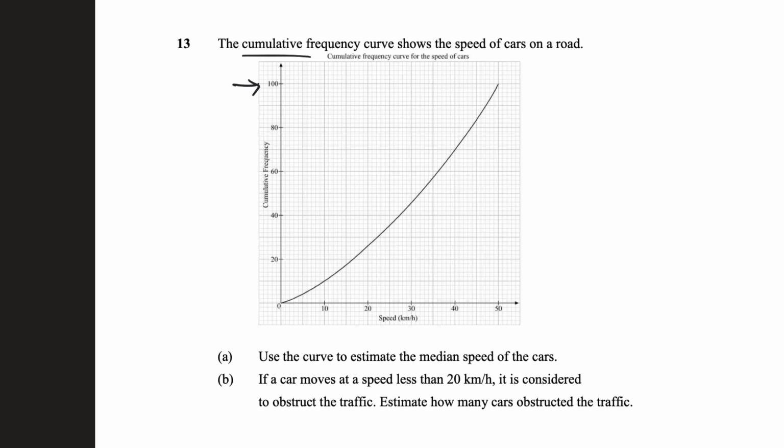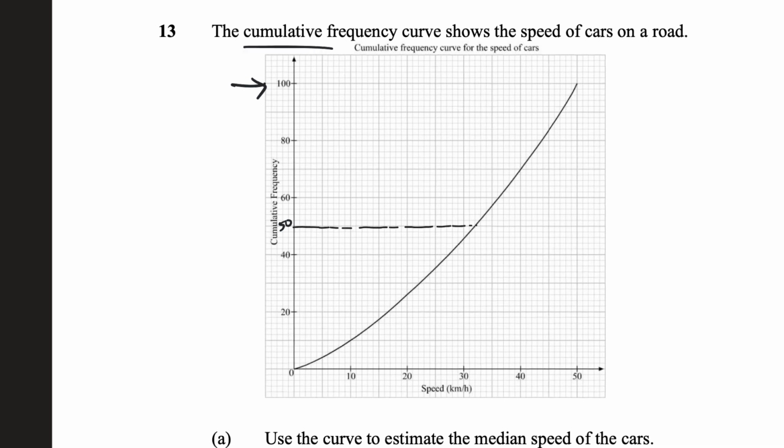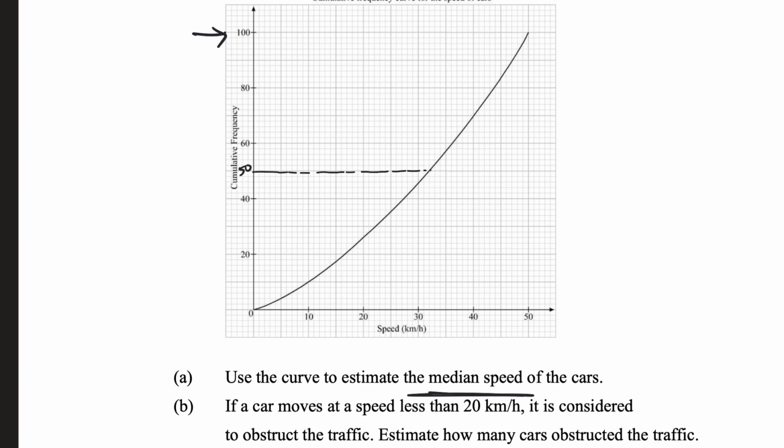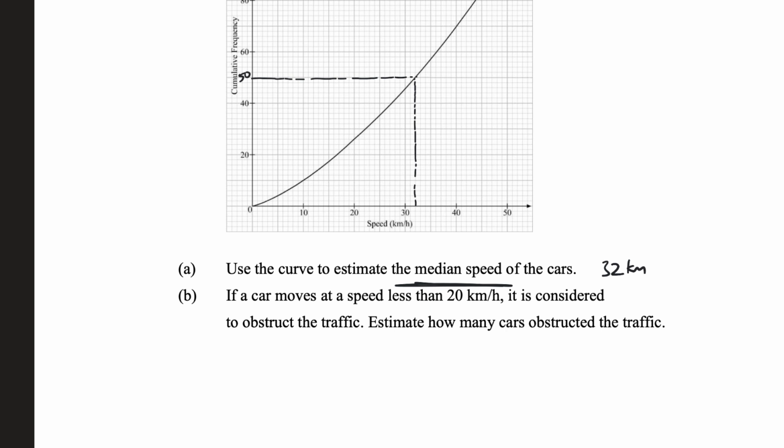And we ask, can you use the curve to estimate the median speed? Since it's the median speed, we're looking at the middle number. So in this case, we will be looking at the 50th one, because 100 divided by 2 is 50. And so we simply read off at the 50th car, roughly what is that speed? And we see that speed is 32 km per hour.